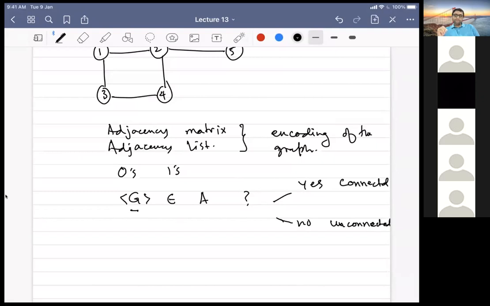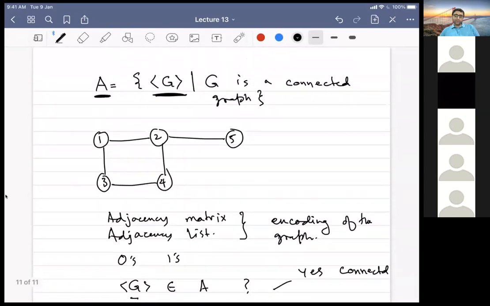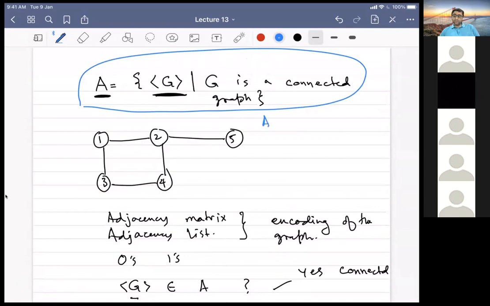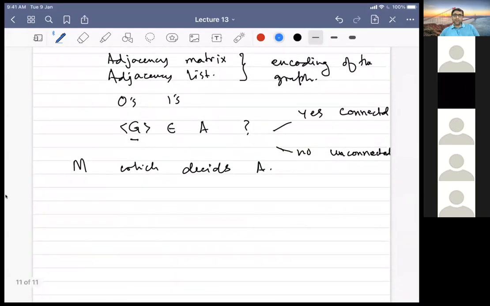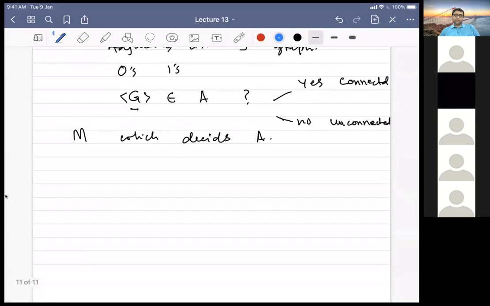So my claim is that we can construct a Turing machine M which decides A. So this A is a decidable language. A is decidable. How can we construct a Turing machine for this? Can anyone come up with an idea? Any idea?